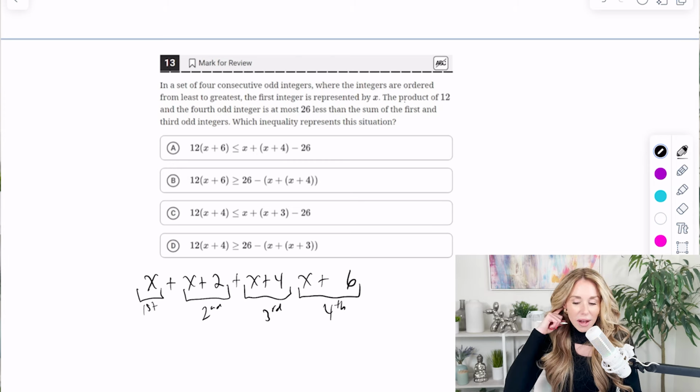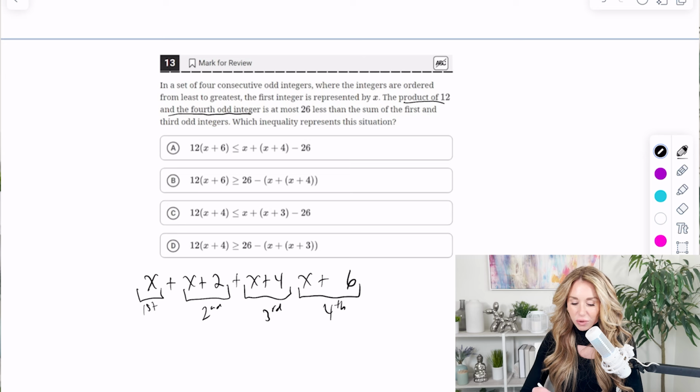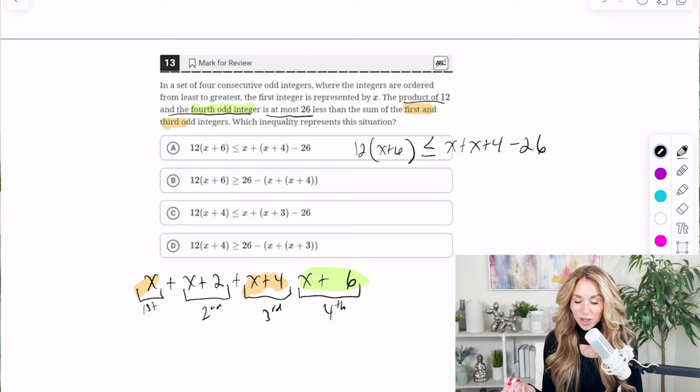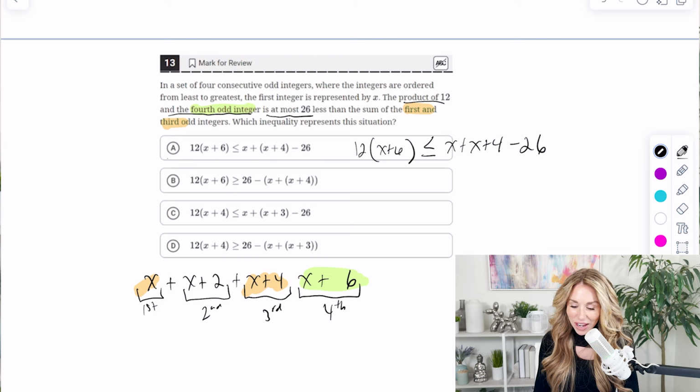Okay, now it says the product of 12 and the fourth odd integer. Well, the fourth one is this X plus 6. So we're going to do 12 times X plus 6 is at most. So that means it's going to be less than or equal to, it says 26 less than the sum of the first and the third integers. Well, the first and the third is this one and this one. So I'm going to add those together and then take away 26 because they said it's 26 less. And then essentially I'm solving. But what's cool is I don't have to do anything more. I can already see that the answer is A because it matches up with exactly what I wrote.